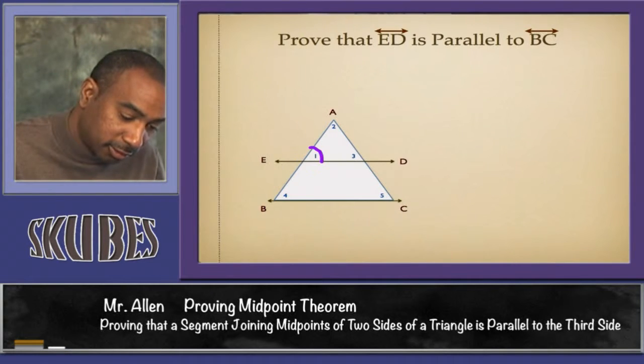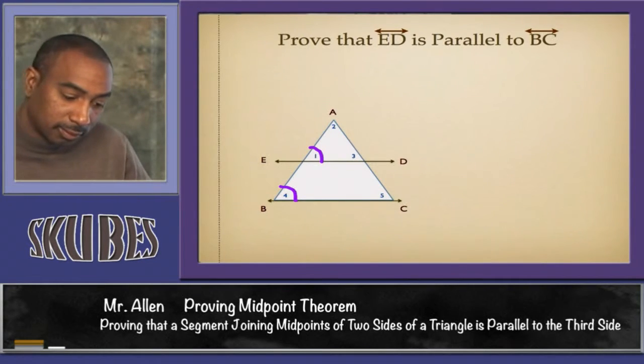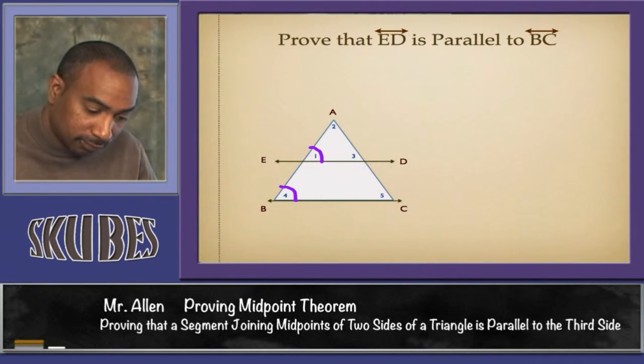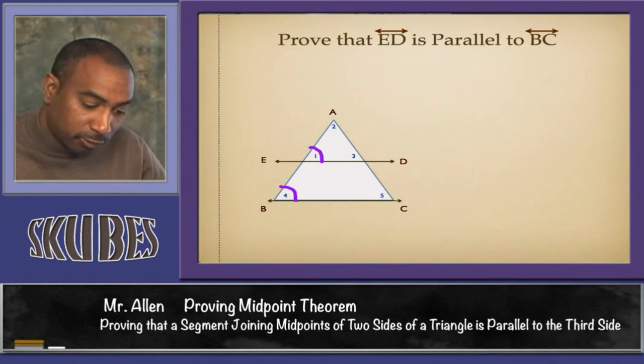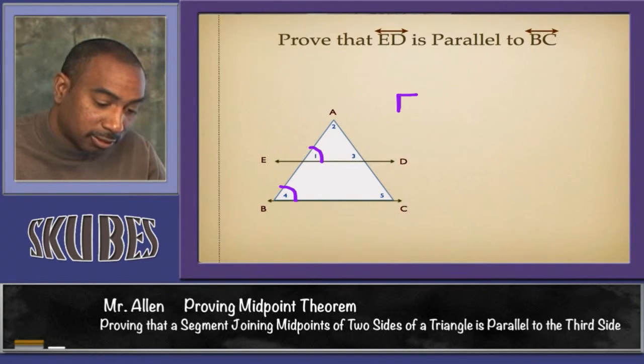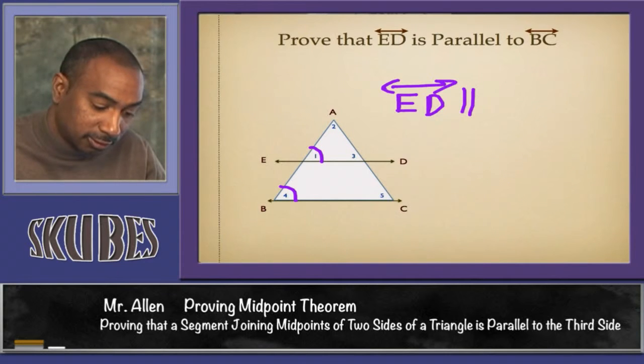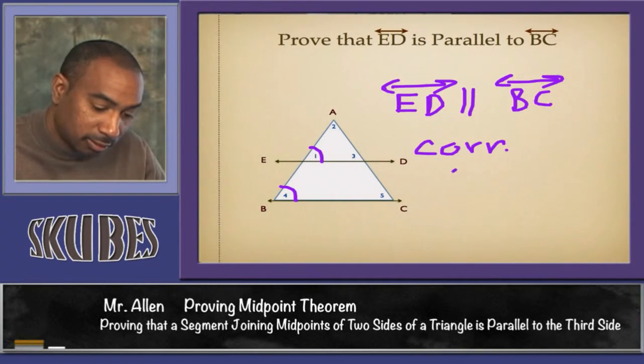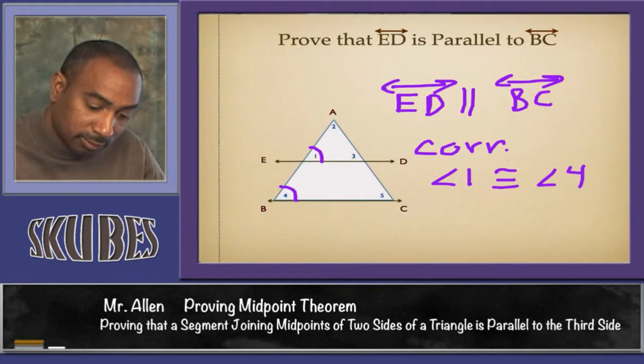Angle 1 corresponds to angle 4. Therefore, by the definition of parallel lines, if you have corresponding angles that are equal to each other, that means that two lines are parallel. So that means that this line, ED, is parallel to BC. Simply because the corresponding angles, angle 1 is congruent to angle 4.